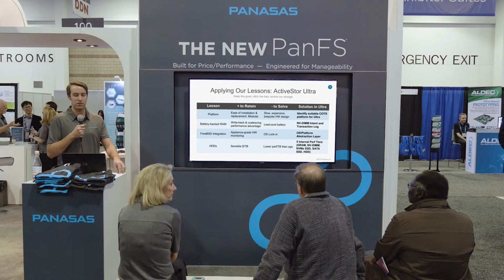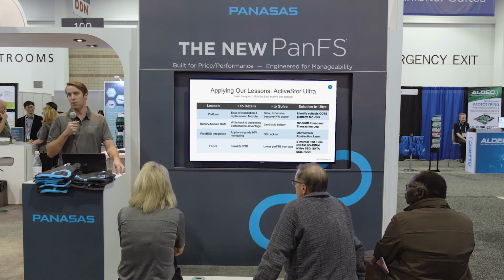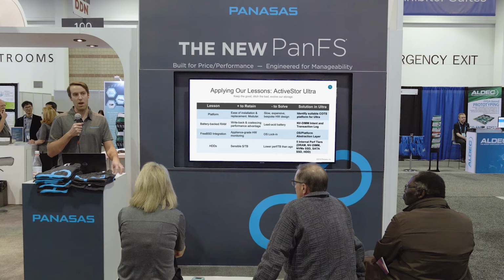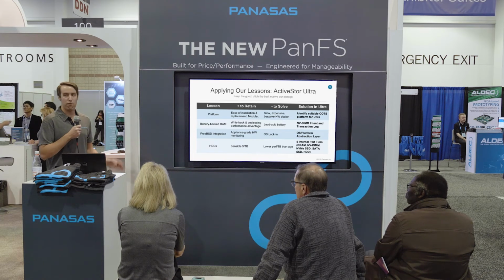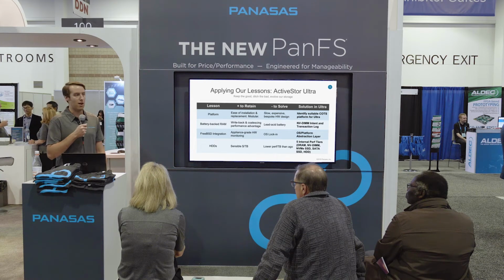So what we found is 6 to 8 hard drives per OSD was that magic number, and we'll evaluate this over time because we're able to move platforms faster. But for right now, in the ActiveStor Ultra, that was the sweet spot.